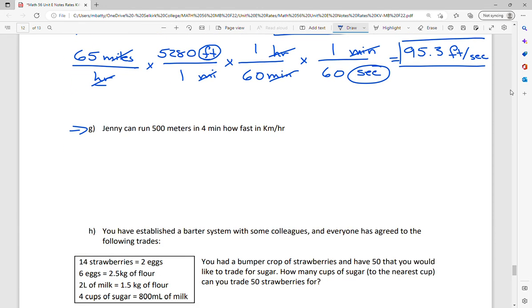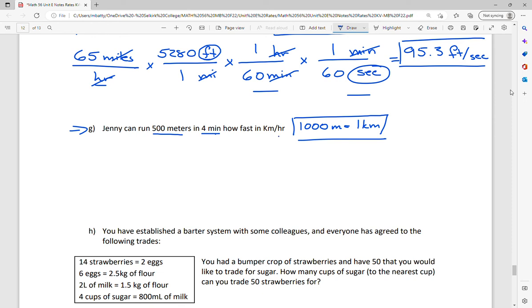So we have Jenny running 500 meters in 4 minutes. And we want to turn that into kilometers per hour. So I'm going to need some conversion factors, most of which I already have. There is 1,000 meters in 1 kilometer, right? And the other ones that I need are the time ones that I've used already here, going from minutes to hours, right? There's 60 minutes in 1 hour.